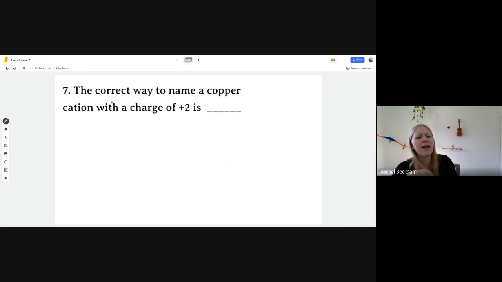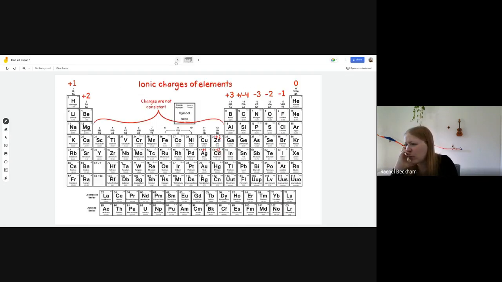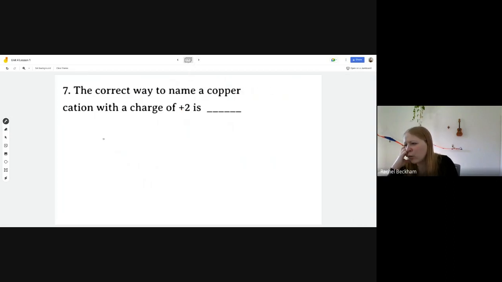It says the correct way to name a copper cation with a charge of +2 is blank. Well, let's find copper here. Copper is a transition metal. Remember that these are all transition metals within this rectangle right here. So copper will need a Roman numeral to indicate the charge. Because its charge is +2 in this scenario, the Roman numeral for that is II. So copper should have a Roman numeral of 2 because it's a transition metal and we know that the charge is +2.